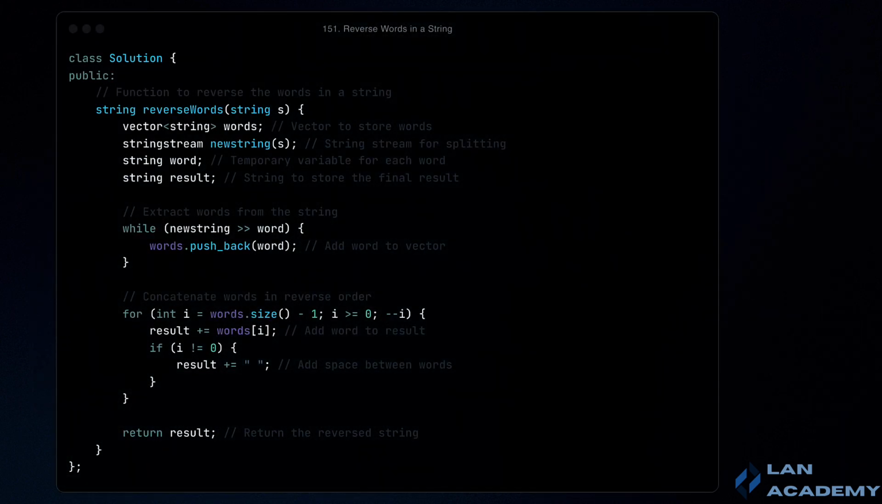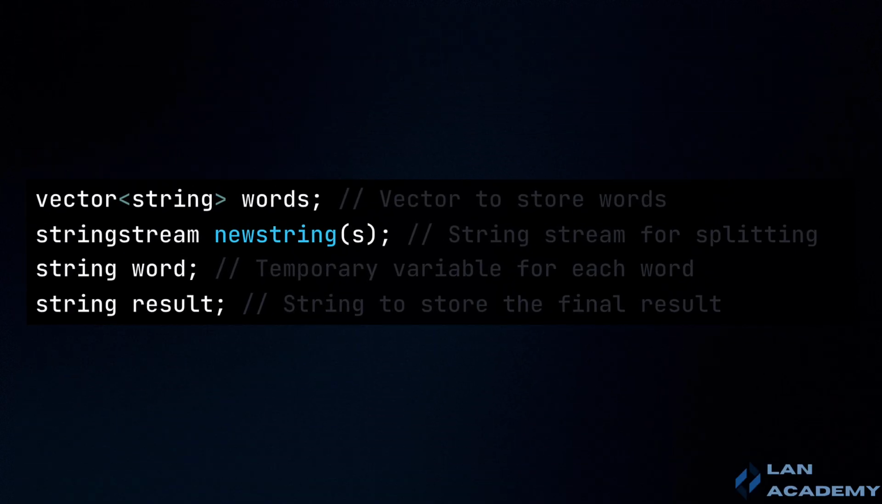To solve this problem step by step, I first initialize the variables, then I separate each word, and then add them to result in reverse order. First, I initialize my variables. I declared an array of words to hold the words from the string S.